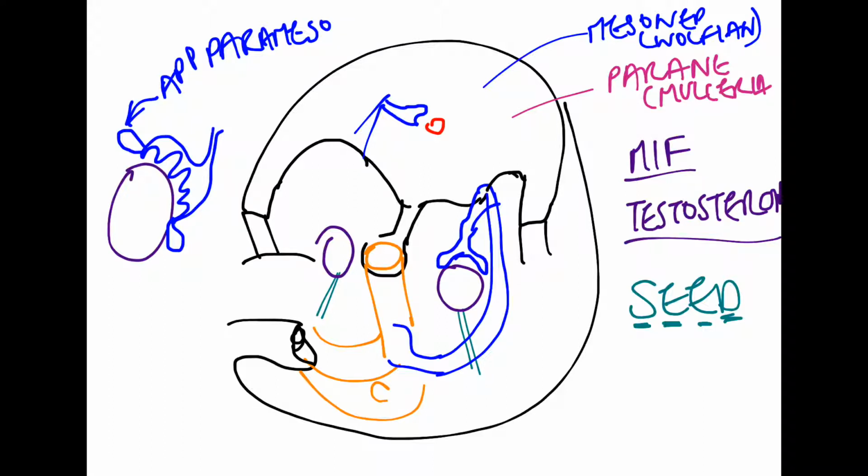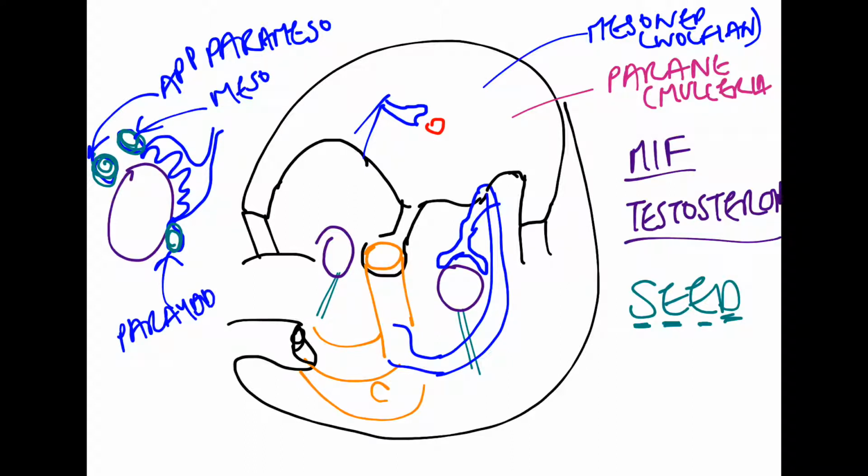Okay, we also have an appendix. I should change the color so it'll be easier. Okay, so we have remnant structures. Okay, so the appendix of the testes itself is from the paramesonephros. The appendix of the epididymis is from the mesonephric duct or the mesonephros, and the paraepididymis is from the mesonephric tubules.